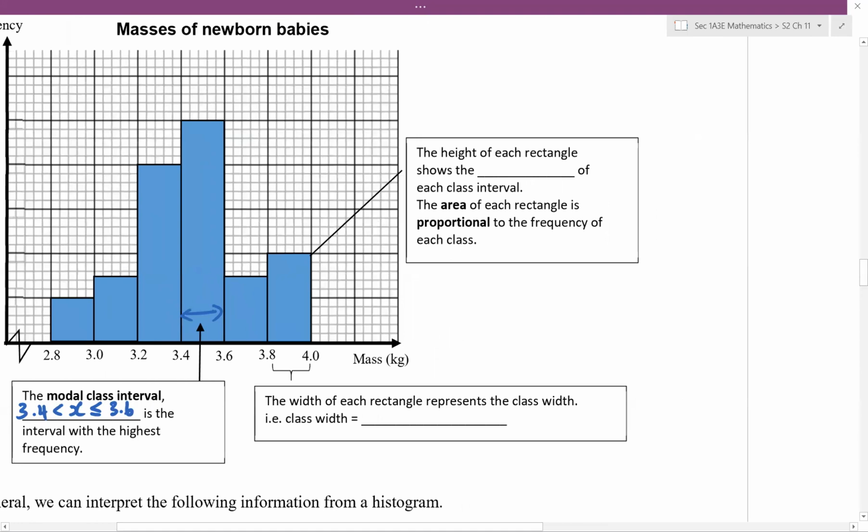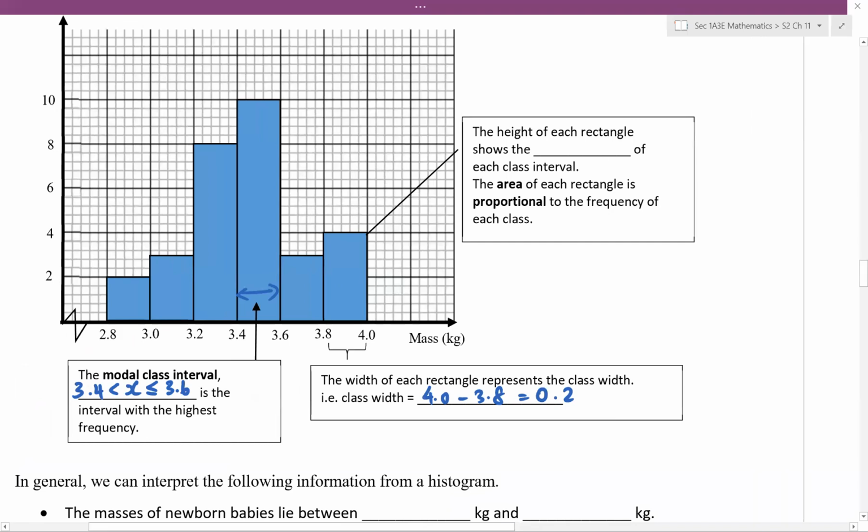Next, we have the class width. The width of each rectangle is the class width. So we take the upper class limit minus the lower class limit. That would be 4.0 minus 3.8 to give us 0.2. You can use any of these rectangles to calculate the class width. In this case, they are all equal, so it doesn't matter. You will always get 0.2.